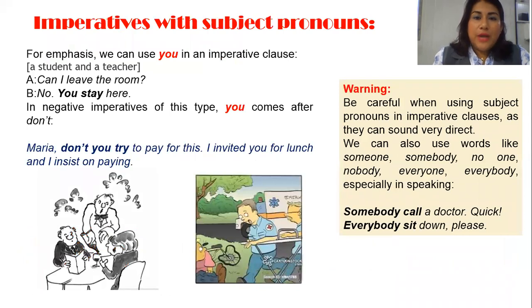Imperatives with subject pronouns. For emphasis, we can use you in an imperative clause. Can I leave the room? No, you stay here. In negative imperatives of this type, you comes after don't. Maria, don't you try to pay for this. I invited you for lunch and I insist on paying.